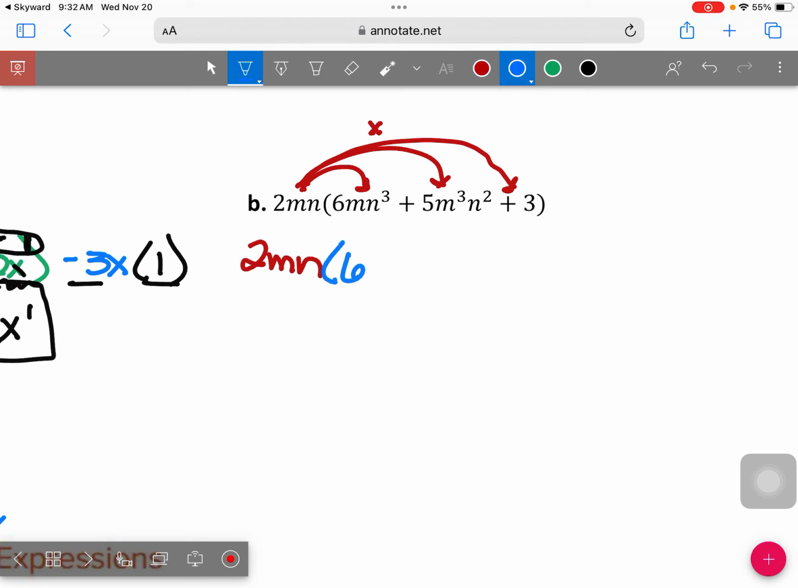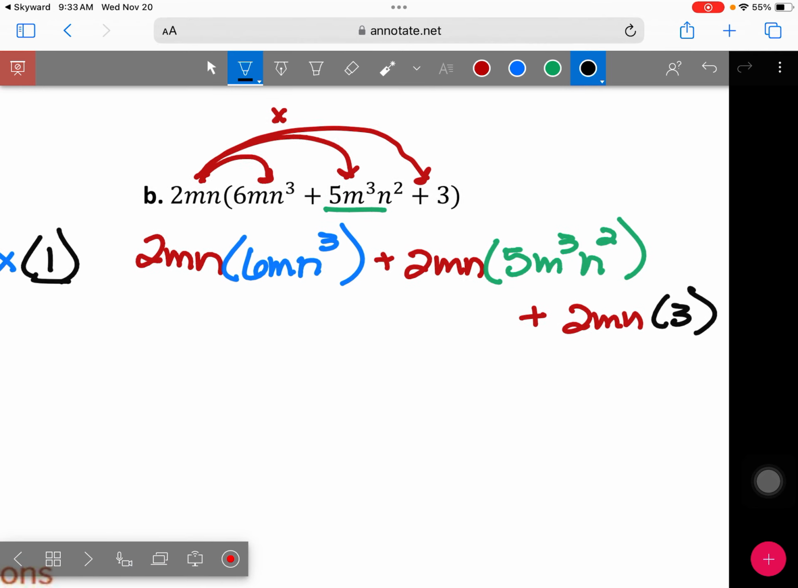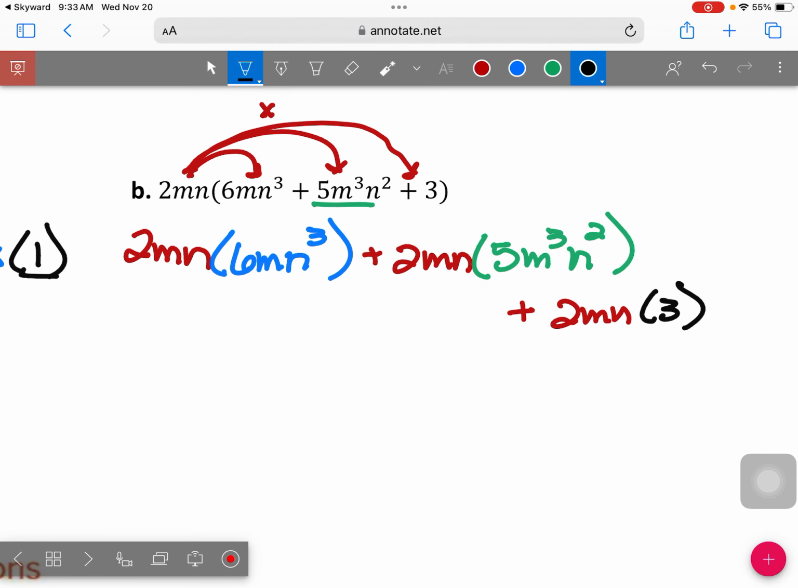2mn times 6mn to the third, plus 2mn, that's what I'm multiplying by, times my second term, 5m to the third n to the second, plus 2mn times 3. Now, I'm writing this all out. I think if you write it out, you will make fewer mistakes. Okay? I can't guarantee that, but I think that is true. That is up to you.